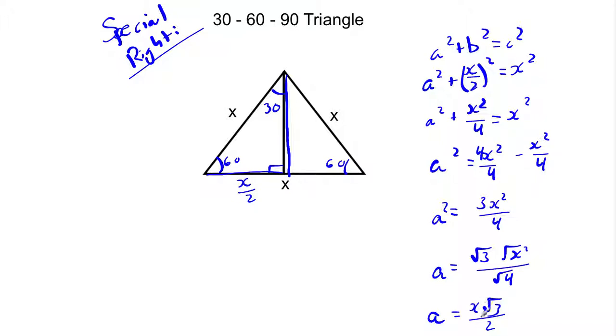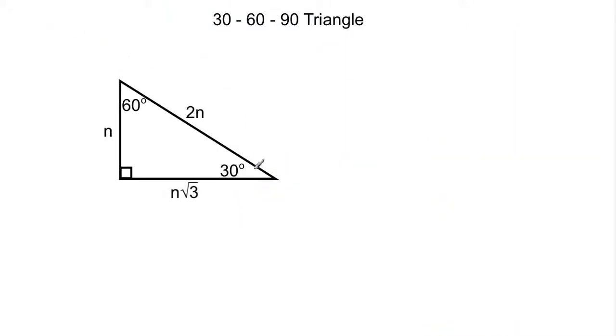Now that's a lot to deal with. So what we like to do is get rid of this fraction, and so we'll multiply this by 2. Keeping in mind that this short side is x over 2, and this longer side is x root 3 over 2, we don't like this fraction, so we multiply everything by 2. So this becomes x root 3, this becomes x, and this becomes 2x, just like this.